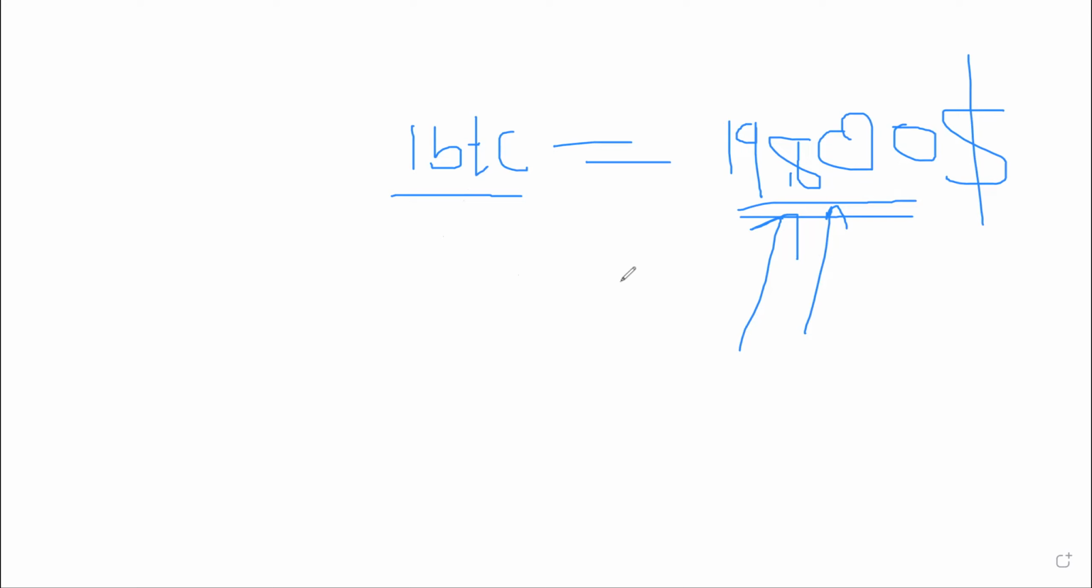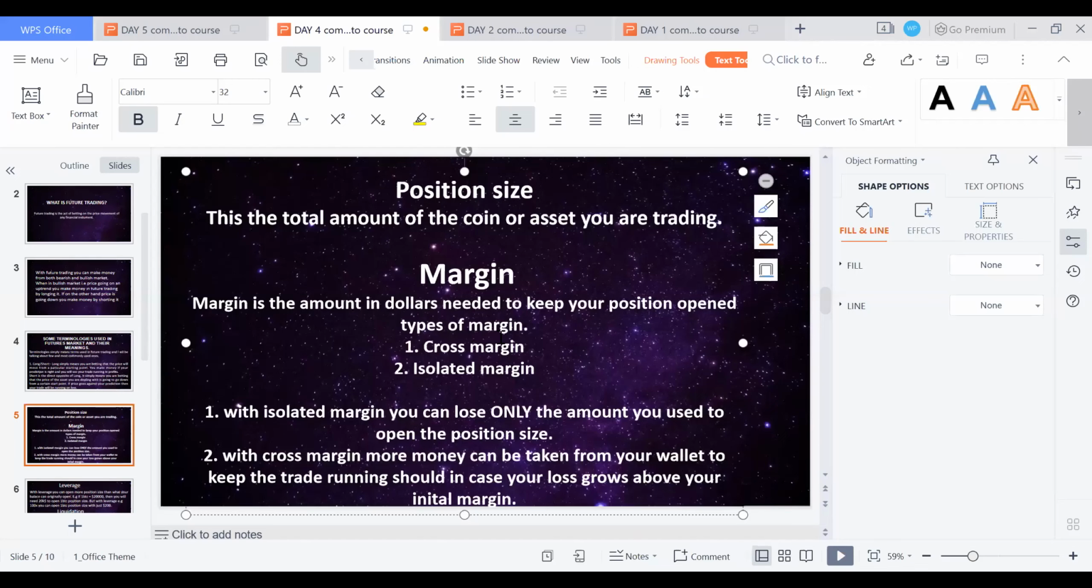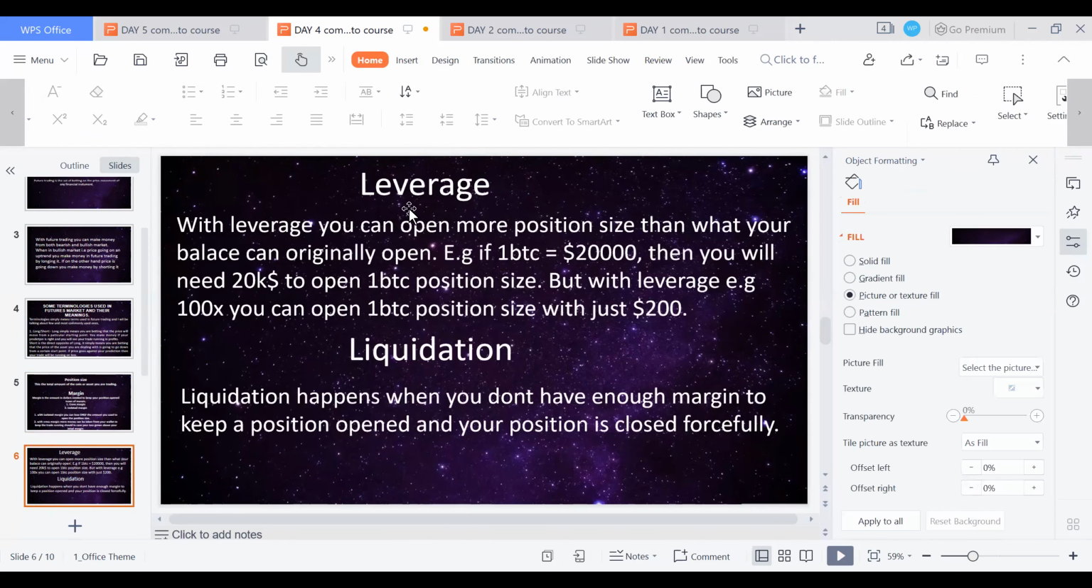You understand? Now, we have two types of margin. We have cross margin and isolated margin. You understand? Let's wait first before I explain this so that it will not look as if I'm speaking in tongues. Let's talk about leverage first. Then when I'm done talking about leverage, we'll go back to talk about it.